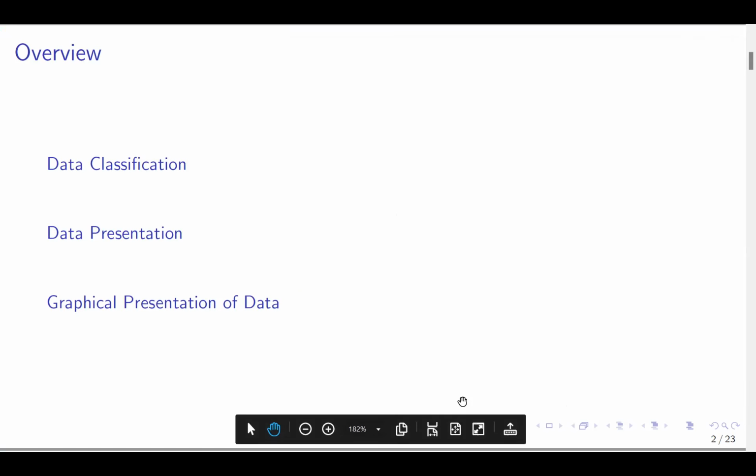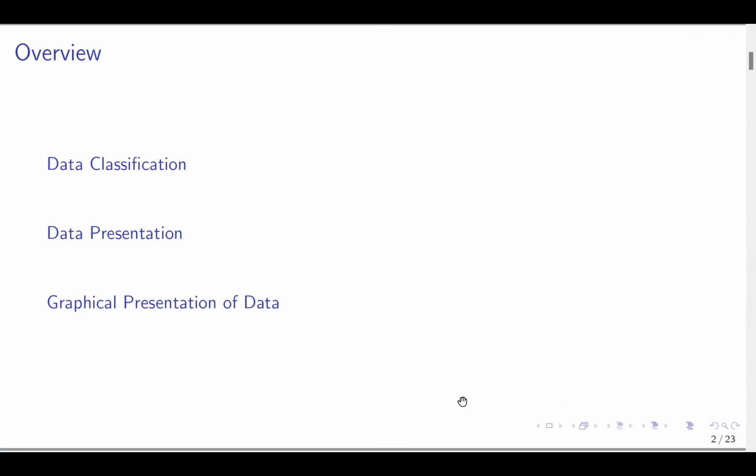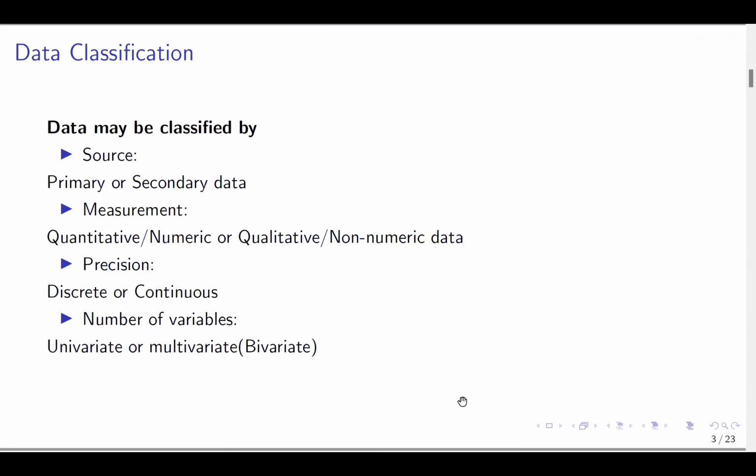We will start with data classification, move on to data presentation, and then graphical representation of data. Under data classification, data may be classified by the source. So under source, you may either classify your data as primary or secondary data. We have spoken about this already. This is indicating where you are collecting your data from.